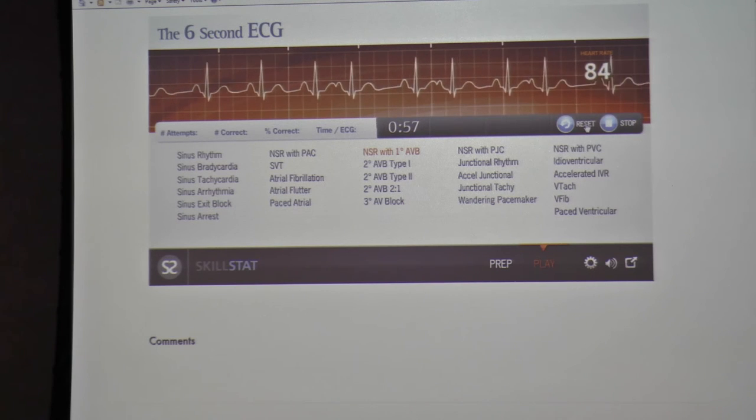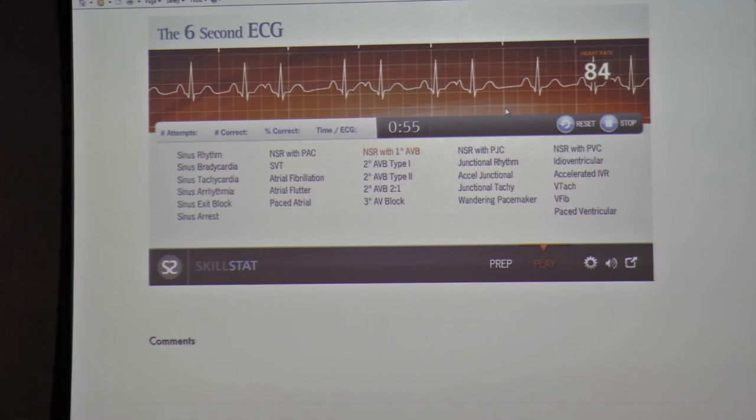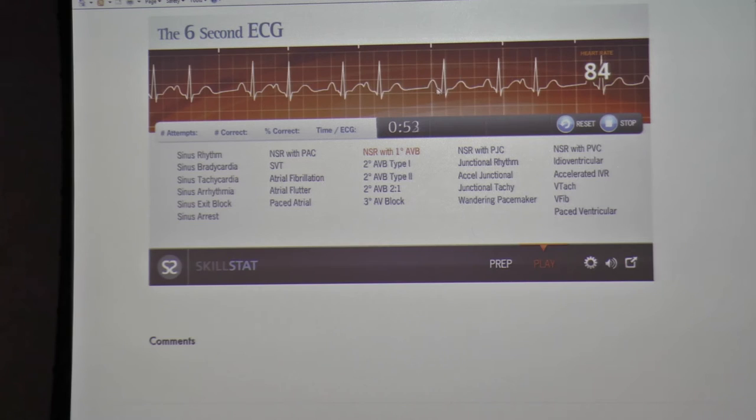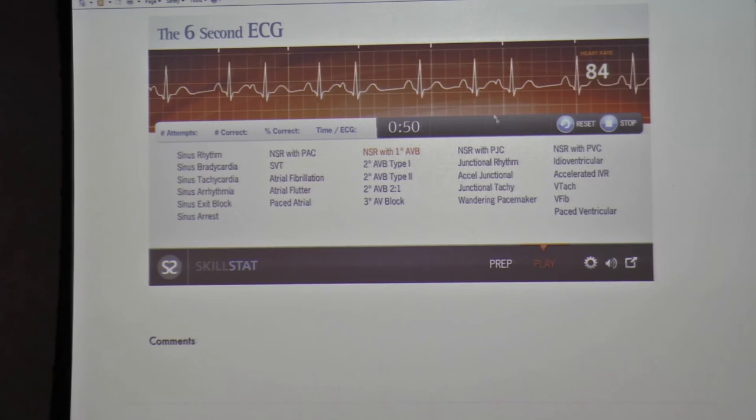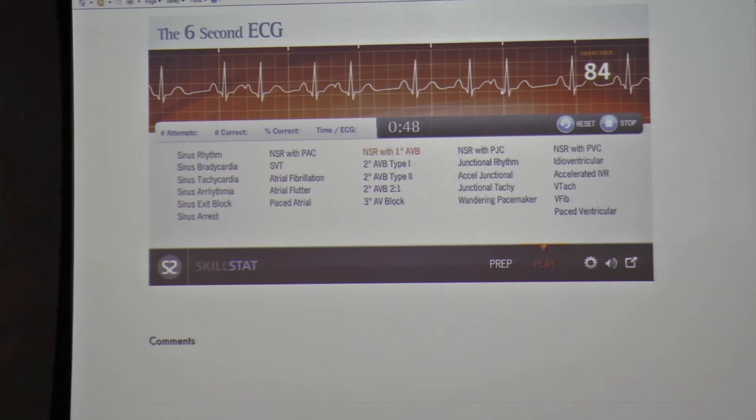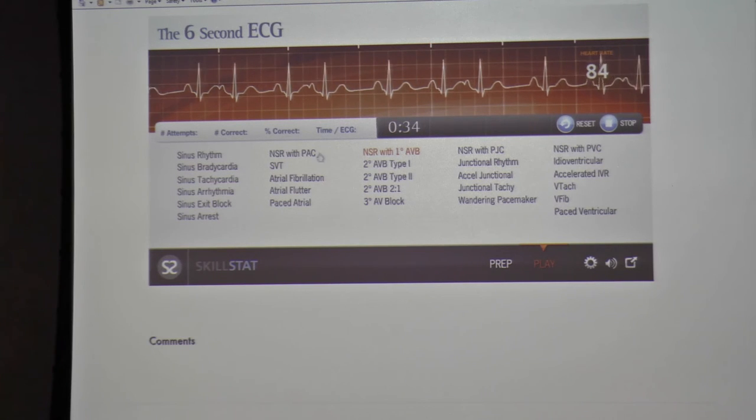Okay. So what do we have here? We could hear by the beeping that it's a little irregular. So we have sinus, and then all of a sudden we have this extra beat. The extra beat is narrow, and there is a P wave. So it's an underlying normal sinus rhythm with a premature atrial contraction, I'd go with that one.